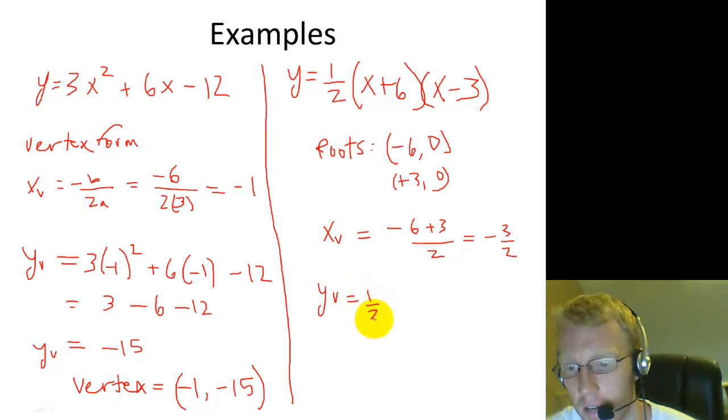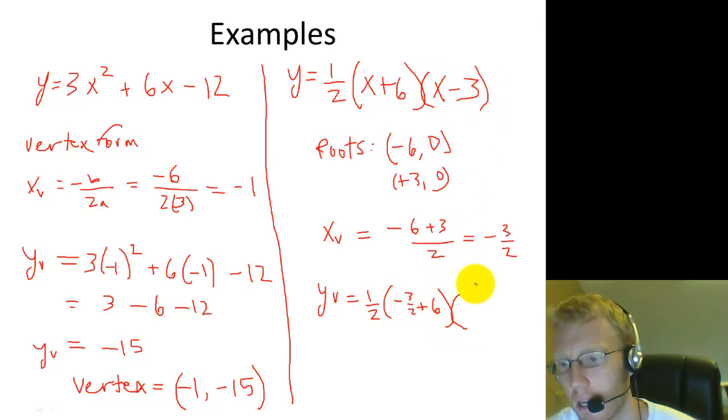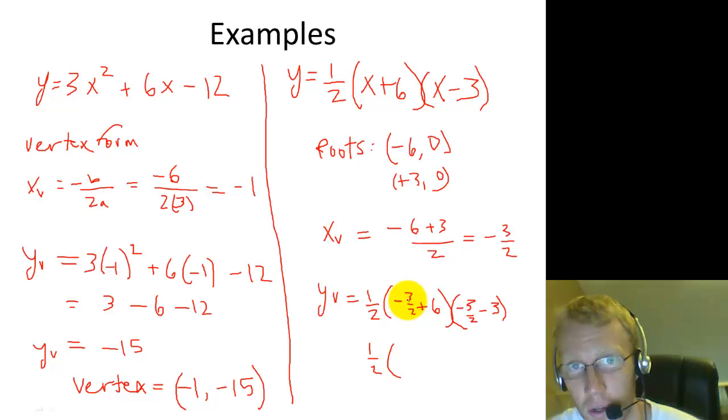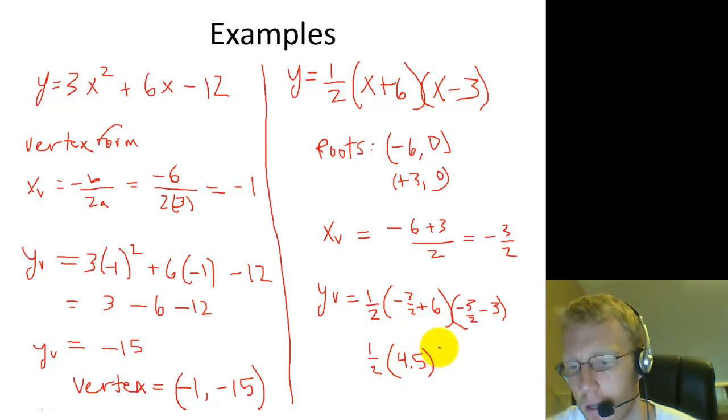So you've got a 1/2. x plus 6 is going to be negative 3/2 plus 6. And x minus 3 is going to be negative 3/2 minus 3. Okay, we're going to get a 1/2 here. Negative 3/2, that's like negative 1.5. Plus 6 is 4.5. And over here we've got negative 1.5 minus 3 is negative 4.5.